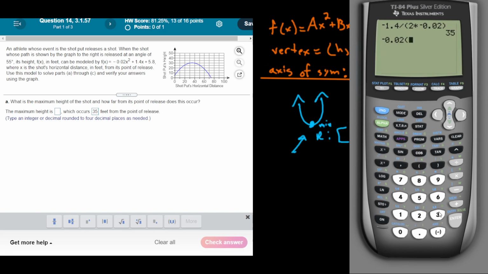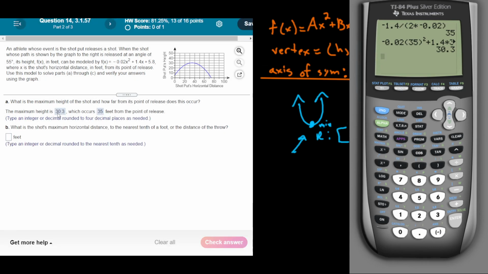Parentheses. We're going to plug in the 35. Remember, we're just plugging in our h that we just got a little while ago. We're going to square it, plus 1.4 times whatever your h is again. H is 35. And then plus 5.8. And that's going to give us our max, 30.3.